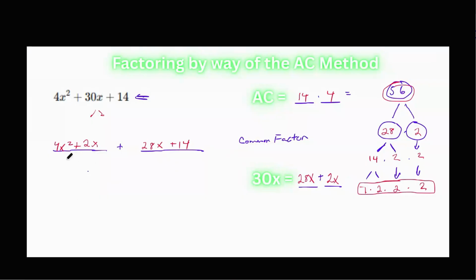And I'm just going to continue through with the work. Take a 2x out over here. You'll be left with a 2x plus 1. And right here, we can take out a 14, leaving us a 2x plus 1. And that's what I needed. I needed that 2x plus 1 so we could take it out, since it's a common factor to both 2x and 14.